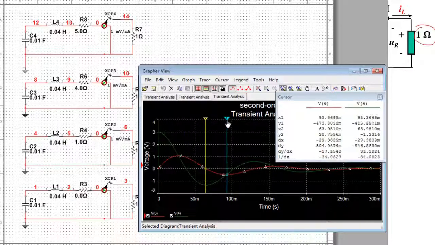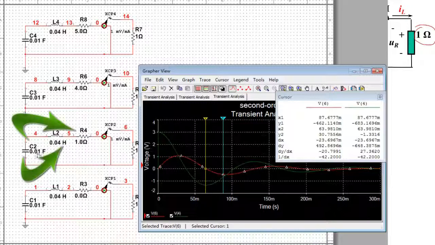Of course, the fourth period is similar to the first period. The capacitor voltage falls and the inductor current rises. That is to say, the capacitor supplies power to the inductor and the resistor. As we can see, there are energies exchanged between the capacitor and the inductor in the process of underdamping.